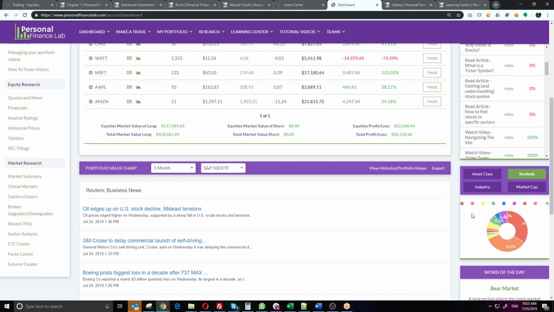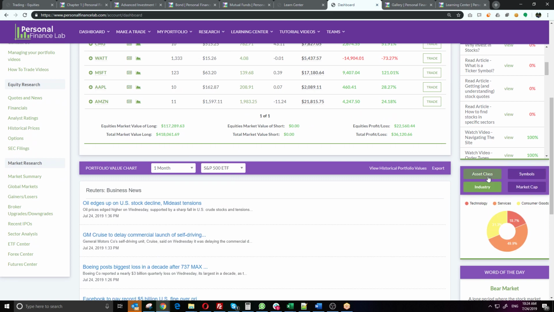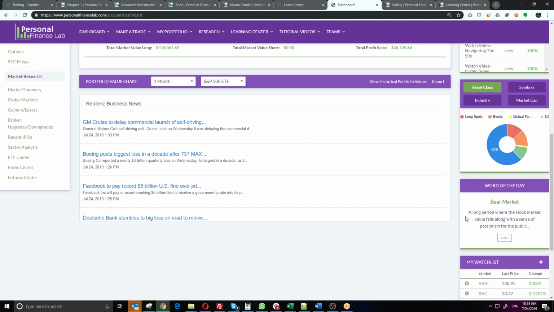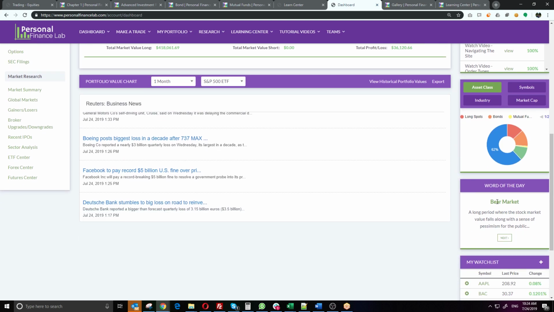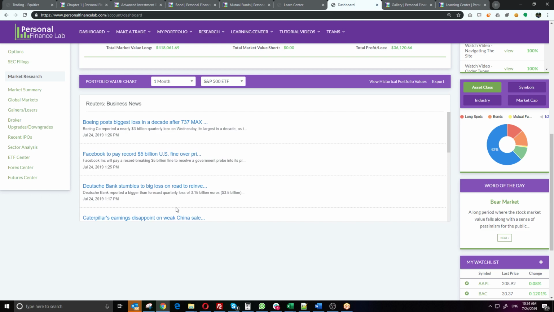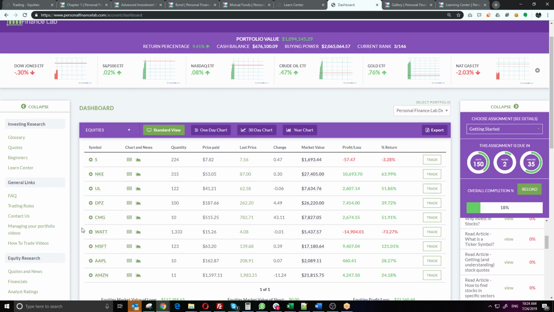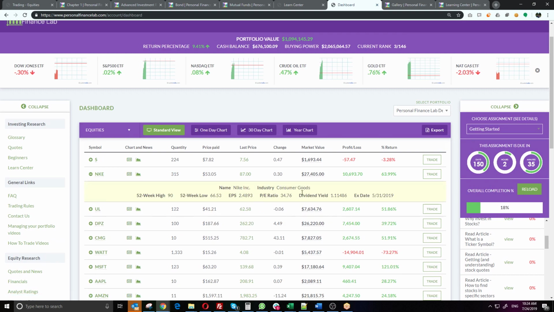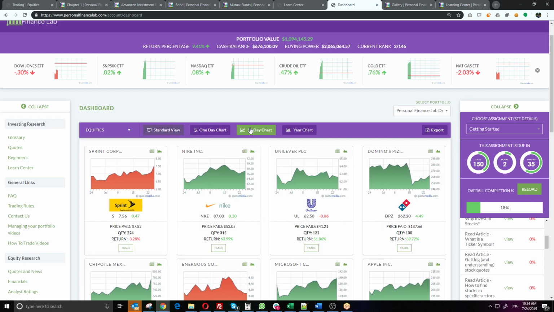I also have a portfolio breakdown showing how I'm doing by symbols, market cap, industry, asset class, word of the day that gives me a little bit of glossary terms every day, and rotating market news that comes up. For my actual holdings, if I click anything, I can get a little bit more detail about that holding, the dividend yield rate, PE ratio, stuff like that. But I also can switch to chart views.